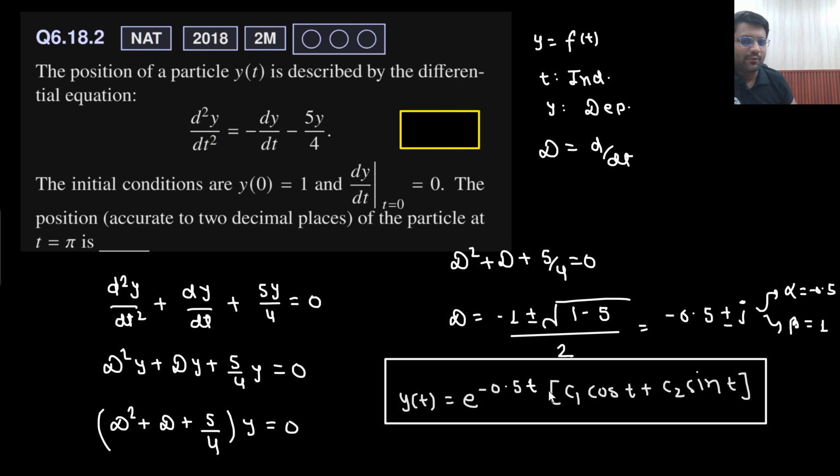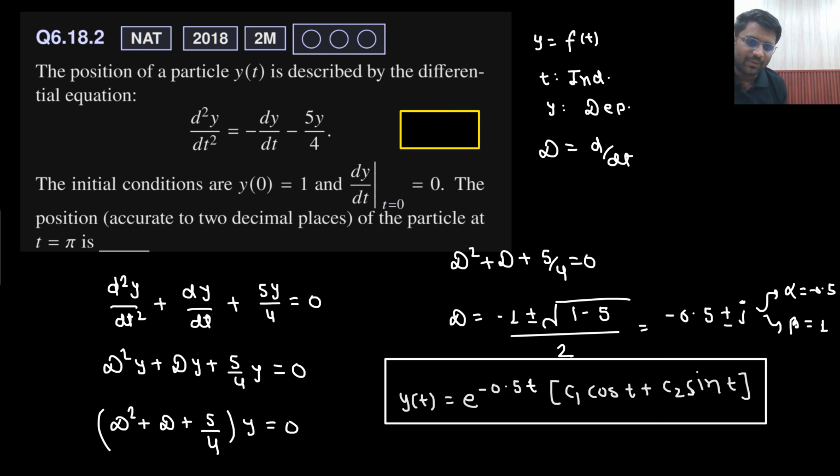D square plus d plus 5 by 4. So minus b plus minus under root b square minus 4ac upon 2a. So this is coming out to be minus 0.5 plus minus j, e to the power minus 0.5 t multiplied with c1 cos t plus c2 sin t. This is what we are getting. Now what are they saying? They are saying that you put t equals to 0 and you will get the value 1.